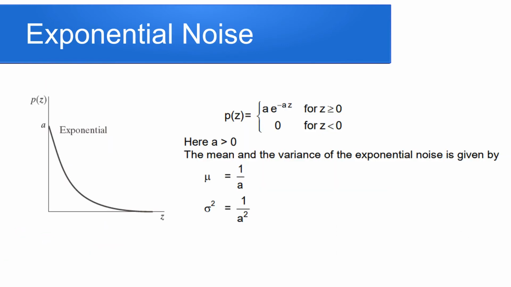Next is exponential noise. Exponential distribution has an exponential shape. It is given by the equation P of z equal to a into e raised to minus az for z greater than or equal to 0, or 0 for z less than 0. Here a is greater than 0. The mean and the variance of the exponential noise are given by mu equal to 1 upon a and sigma square equal to 1 upon a square.